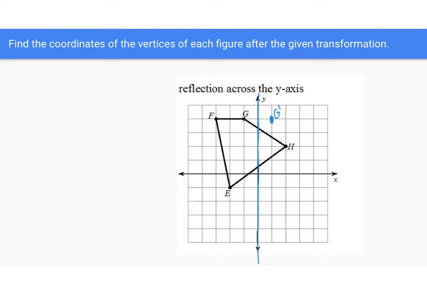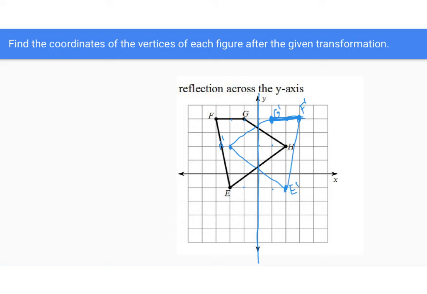So G prime, F prime, H now is actually in the opposite direction. And it's very easy to get confused, especially when you are on paper and you're using the same color. And this would be my image when I flipped it over the blue line.